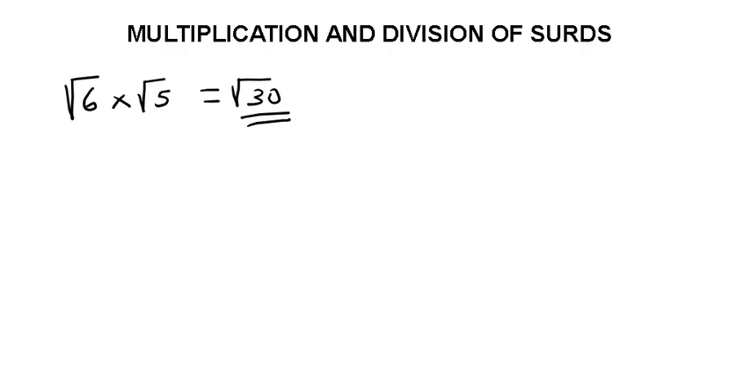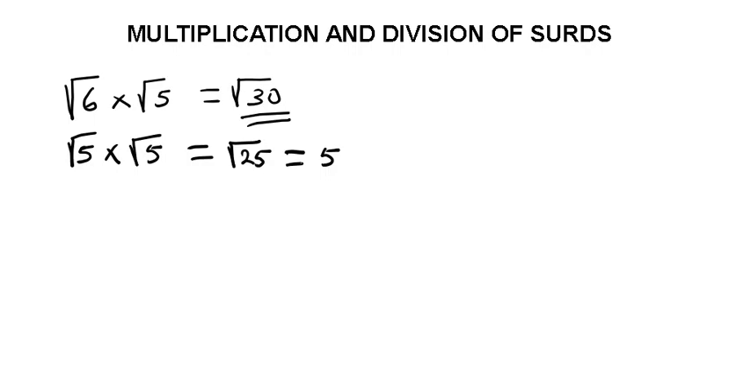Let's also look at this. Square root of 5 multiplied by square root of 5. Then here we're going to have square root of 25. So this cannot be our answer because 25 is a perfect square. So we have our final answer to be 5 because square root of 25 will give us 5.